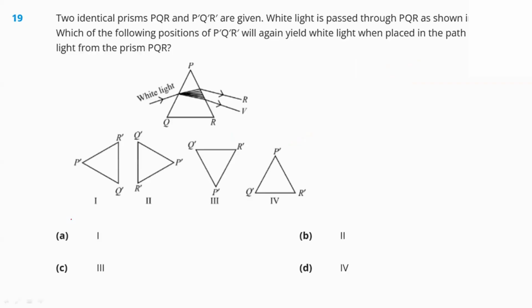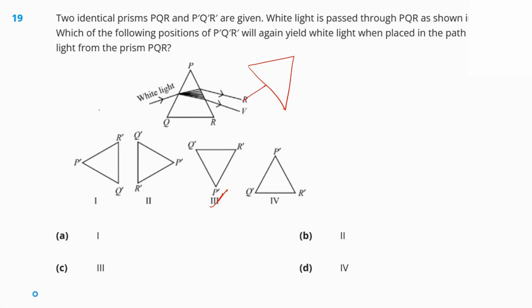Next, two identical prisms P, Q, and R, and P dash, Q dash, and R dash are given. So white light is passed through P, Q, and R as shown in the figure. At which of the following positions will P dash, Q dash, R dash again yield white light when placed in the path of emerging light from the prism P, Q, and R? So of course it has to be this position where the prism is inverted, okay, if the prism is inverted, then the light will fall, okay.